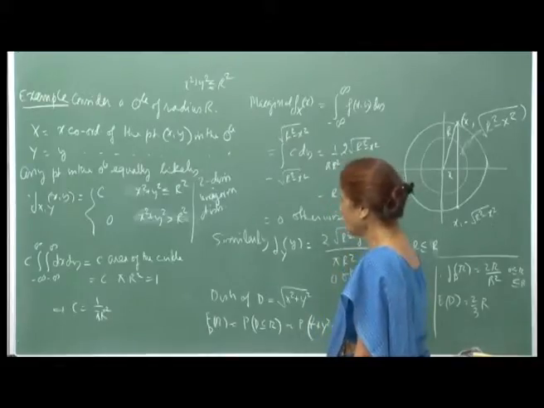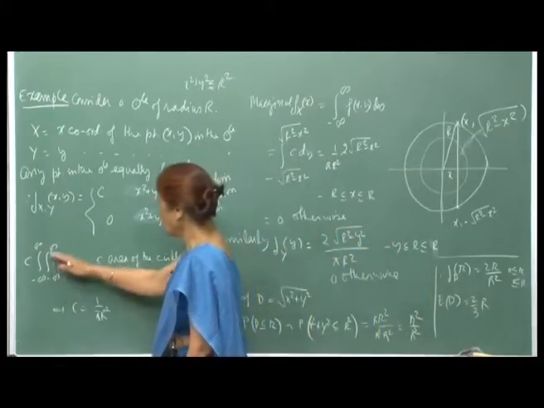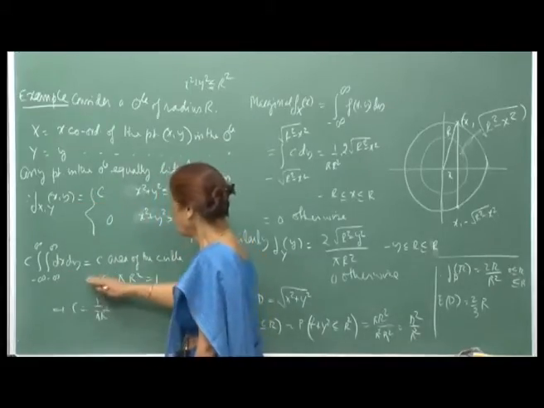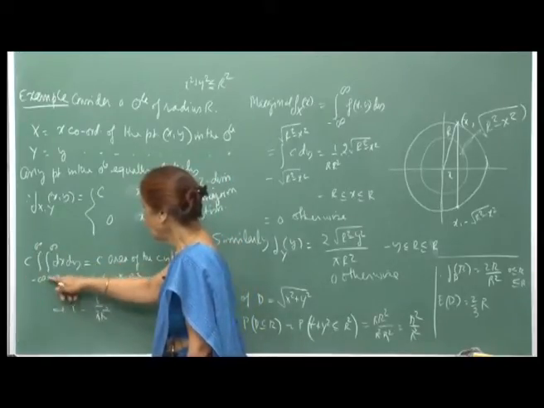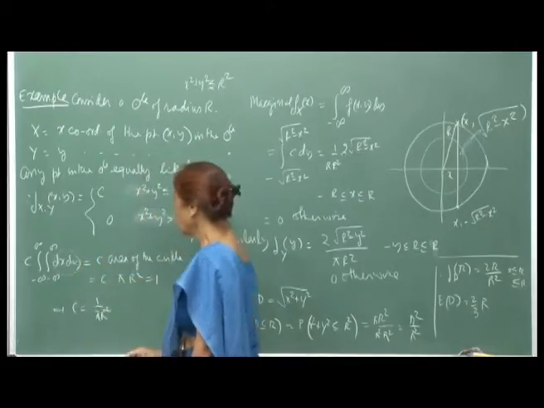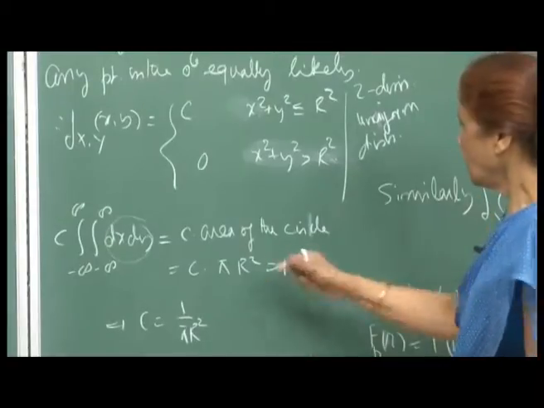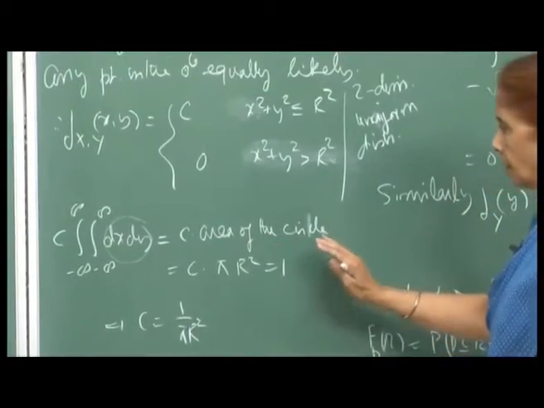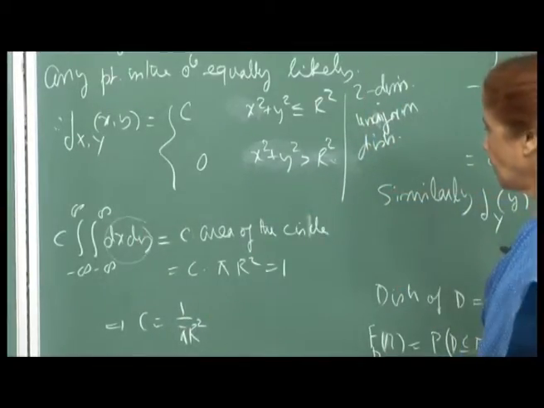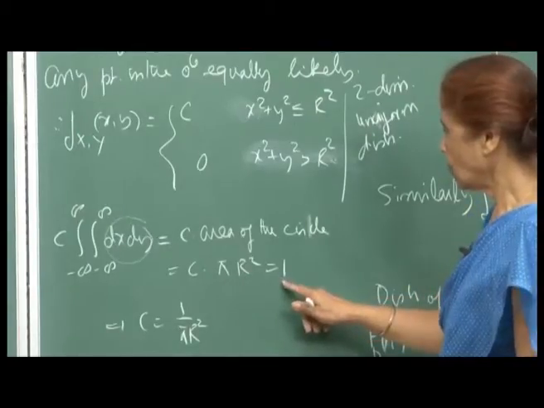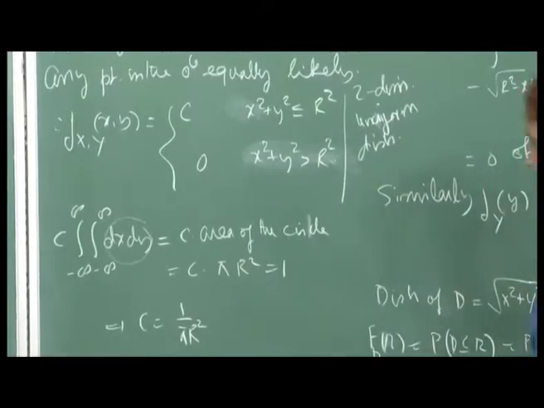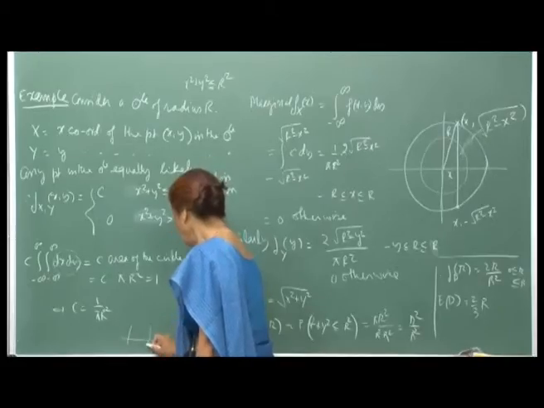Now you want to find the value of c. This must integrate to 1 over the whole plane, minus infinity to infinity and minus infinity to infinity, dx dy, where this is an element of area. When you integrate over the whole circle, you get the area of the circle, which you have already done in class 12. So c into pi r square is equal to 1, therefore the constant is 1 upon pi r square, which is expected.